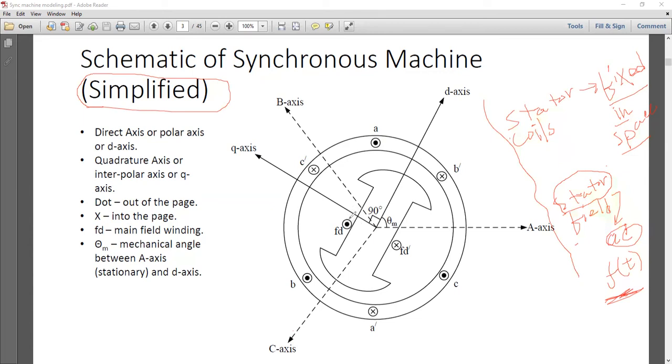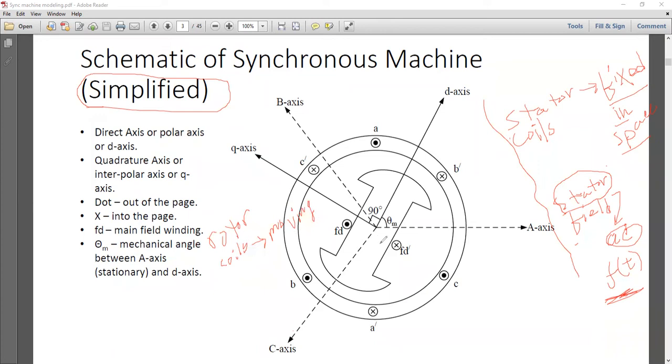What about the rotor coils? Are they stationary? No, sir. Rotor is moving. Rotor is moving, so the rotor coils are moving. Excellent. So the rotor coils are not fixed in space. Okay, this is the conclusion.